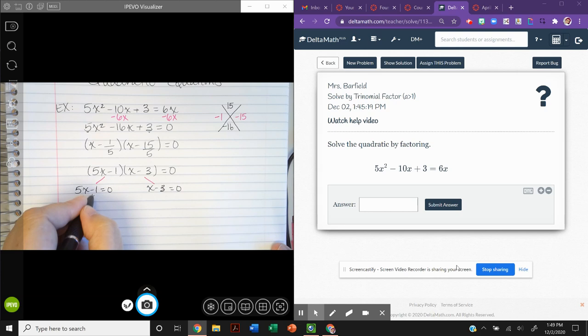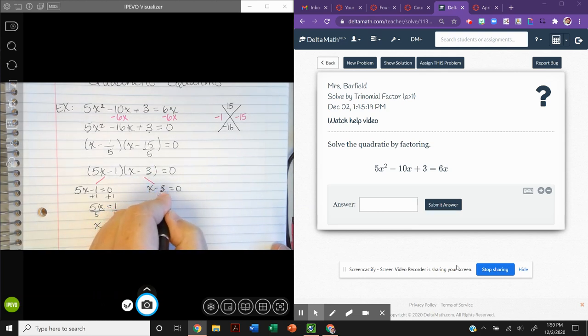All right, I'm going to add 1. So 5x equals 1, divide by 5. So x equals 1/5. So look at the relationship between the factor 5x minus 1 and the answer 1/5. Add 3 on this side. So x equals 3. Look at the factor, x minus 3, the relationship to the final answer. Okay? All right, so now I'm going to go over here.